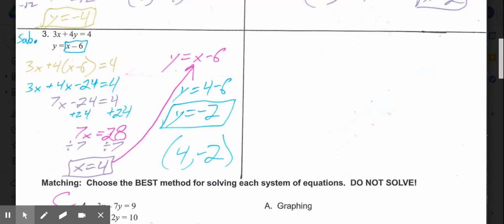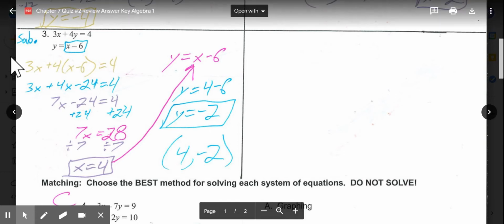And then with 3, because y was already on its own, I decided to use substitution. So in the top equation, in place of y, I'm putting x minus 6. So it becomes 3x plus 4, then in parentheses, times x minus 6 equals 4. So we need to distribute the 4. So we have 3x plus 4x minus 24 equals 4.